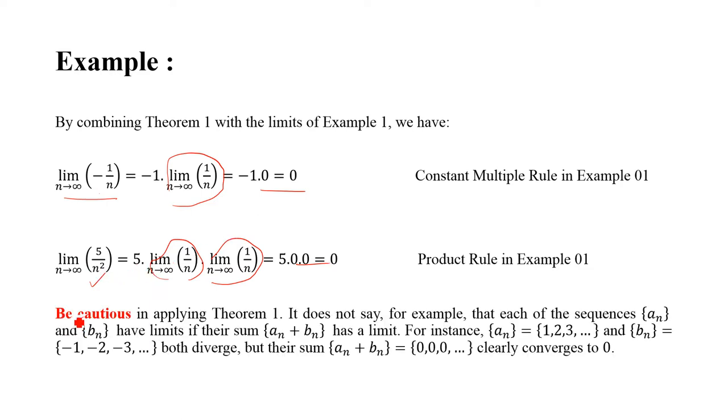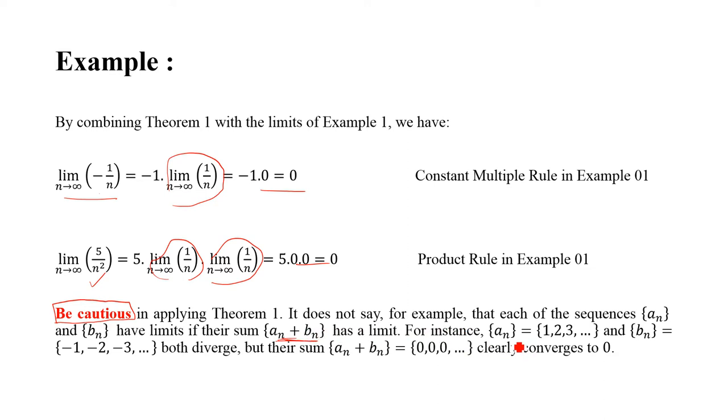Now there is a warning. While applying Theorem 1, it does not say, for example, that each of the sequences a_n and b_n has a limit if their sum has a limit. It does not mean that if a_n and b_n both have limits, their sum will also have a limit.